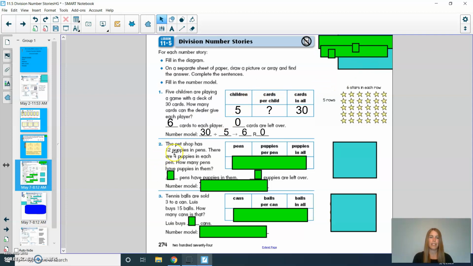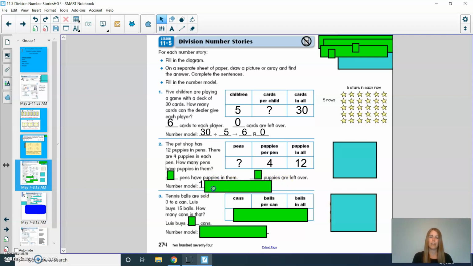Let's look at another one together. Number 2, the pet shop has 12 puppies in pens. There are 4 puppies in each pen. How many pens have puppies in them? So when we are filling out our diagram, we know that the question mark would go in pens. That's the information we're trying to solve for. We have 4 puppies per pen, and we have a total of 12 puppies in all. I want you to pause the video and then press play when you're ready to hear the answer.